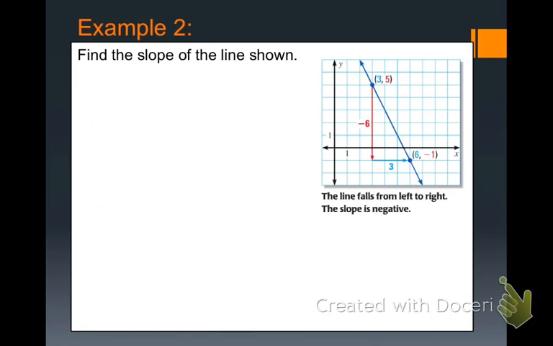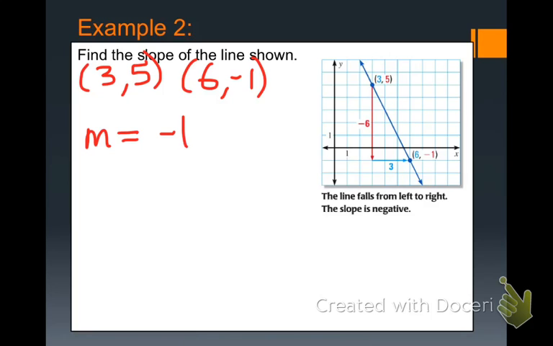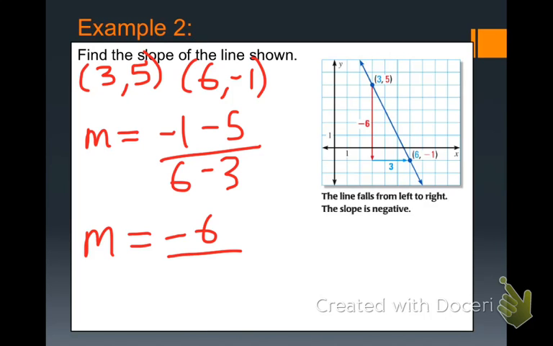Okay, just to show you that it doesn't matter which point you pick, I want to do this again. But this time, my first point is going to be 3, 5, and my second point is going to be 6, negative 1. So again, plugging in, I have m equals negative 1 minus 5 over 6 minus 3. Well, negative 1 minus 5 is negative 6. 6 minus 3 is 3. And again, that simplifies to negative 2. So we got the same slope either way.